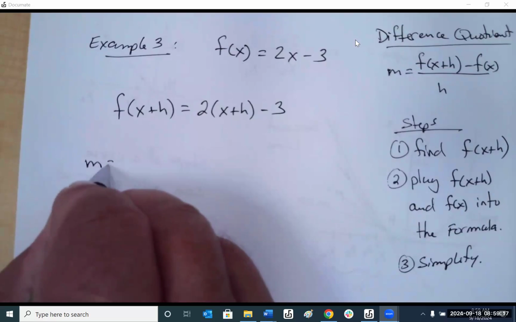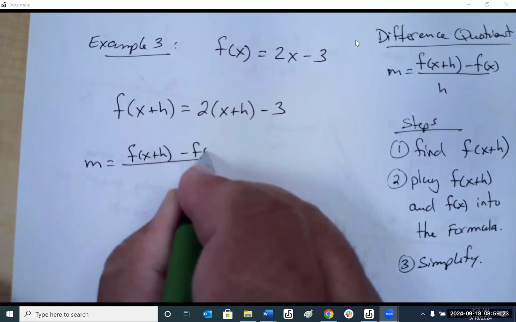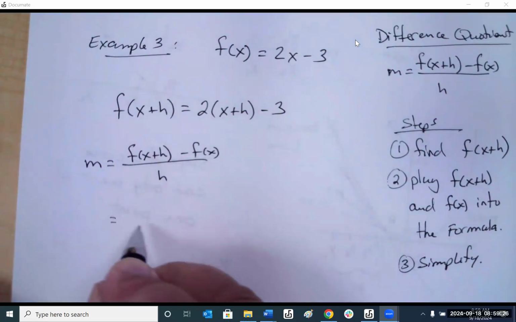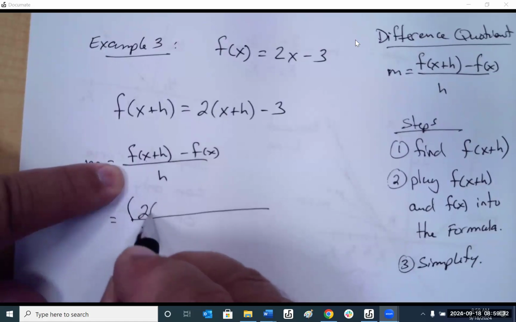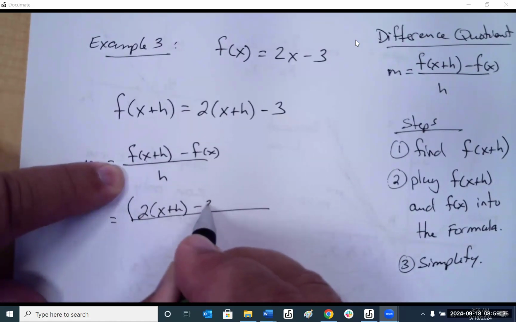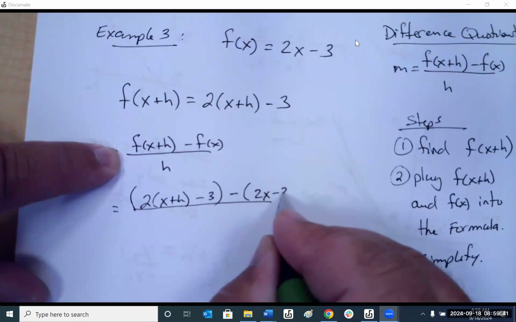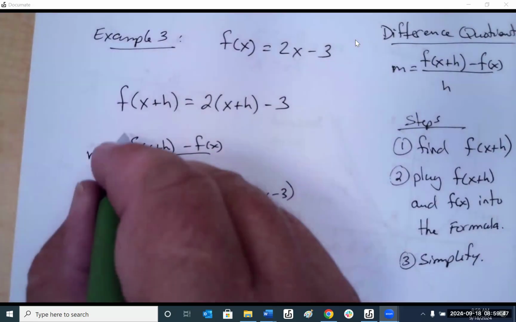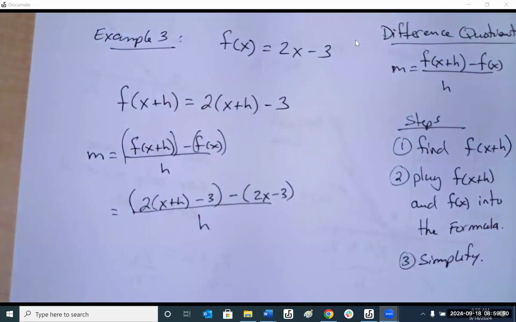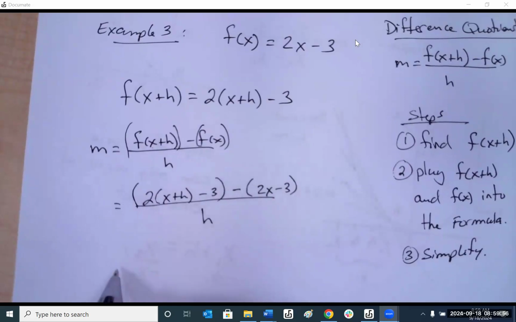So we know my difference quotient is f of x plus h minus f of x over h. So f of x plus h is 2(x plus h) minus 3, minus (2x minus 3). Notice how I put them in parentheses so I can separate them. The reason I do that is because I have to simplify both of those separately.